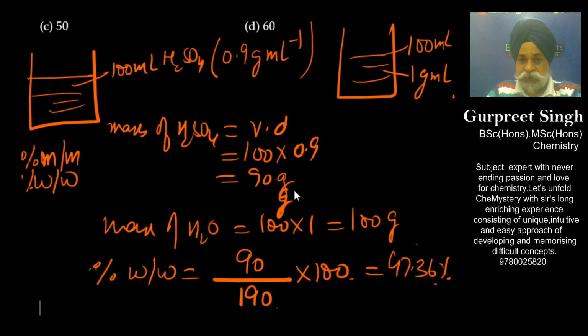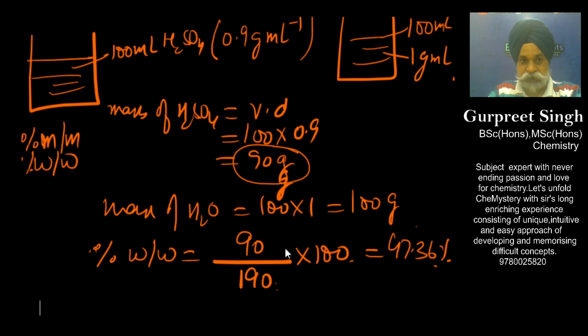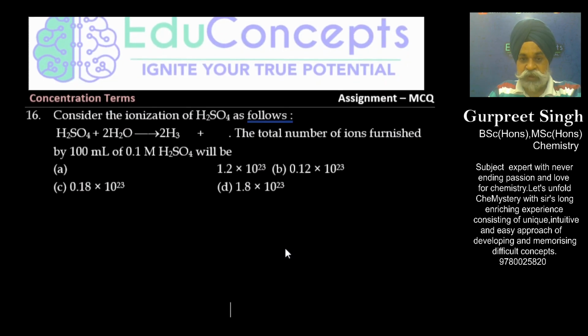The mass of sulfuric acid we found, mass of water we found in 100 and 100 ml. So the total mass becomes 190. 190 grams contains 90 grams of sulfuric acid. Had it been 100 grams of solution, what would be the mass of sulfuric acid? It is 47.36%. Moving on to the last question.